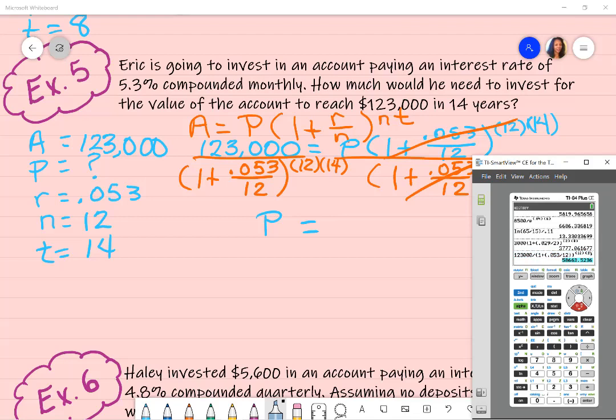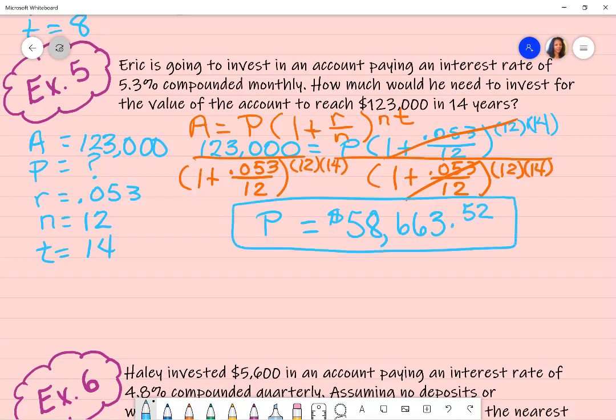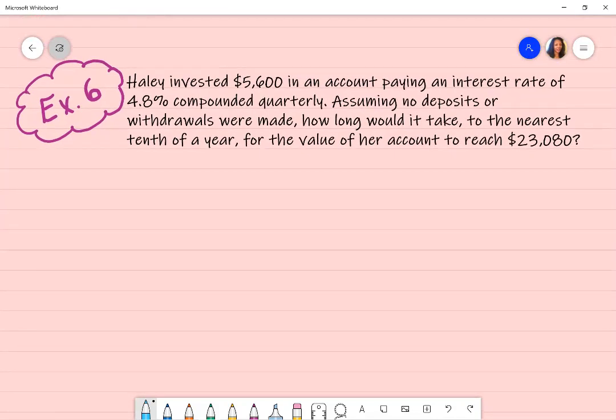I don't know if I said it, that it should have rounded. Pay attention to that. If it's 5 or greater after the number that you're trying to round to, then you would add 1 to the number in front. For this one, it's still money, so $58,663.52. That's what Eric would have to invest in order to reach 123,000 in 14 years.